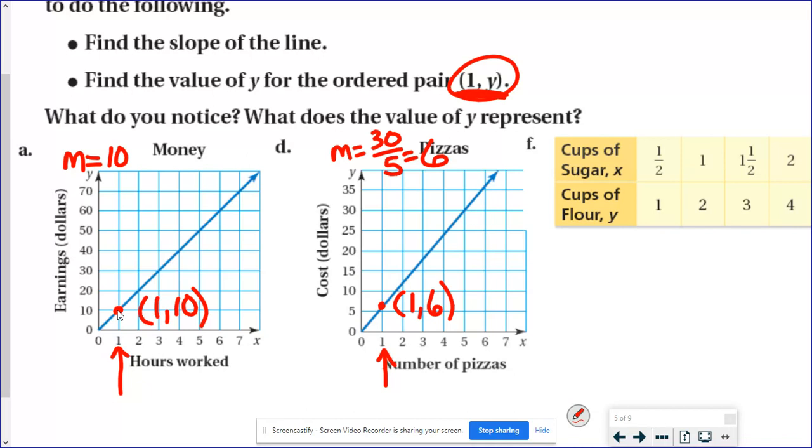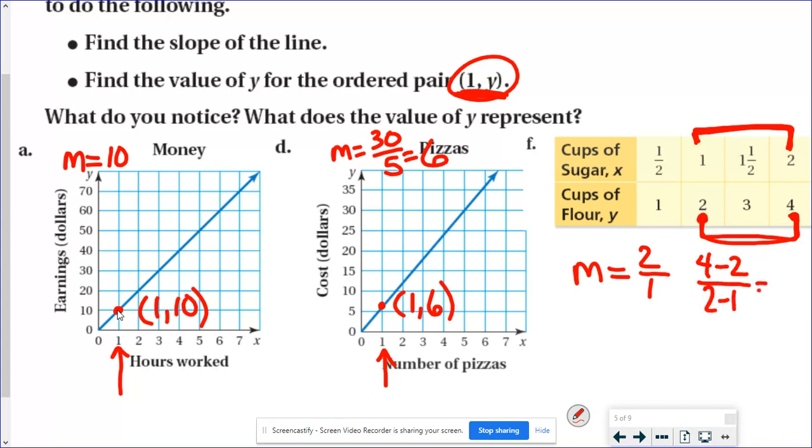In letter F, the slope, that's the change in y over the change in x, right? Let's pick nice numbers. Let's go from here to here with my x's and y's. So my slope, the change in y, this is increasing by 2, and the change in x, that's increasing by 1. Now you can do that with the slope formula if you want to. That would be 4 minus 2, this y minus this y, over 2 minus 1, which gives me 2 over 1. Either way is fine, but my slope is really just 2.